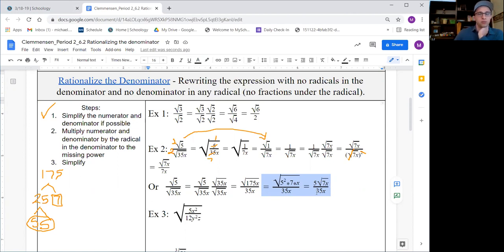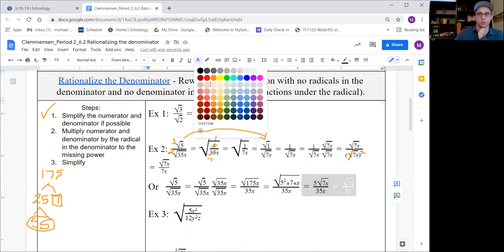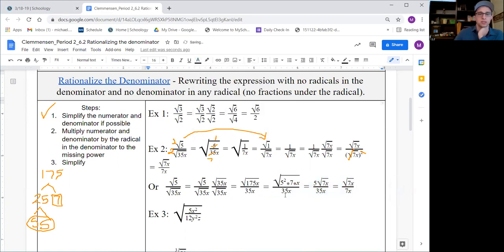Now we divide these two. 5 divided by 35 gives us exactly the same answer. So it's the same process. The only difference is that I have to now simplify this numerator a little bit more. It's a little bit harder to simplify 175x than it was to cancel out that 1 and 7. So it's always a little bit easier to try and simplify.